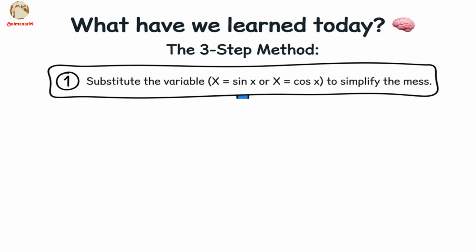Step 1. Introduce a variable to simplify. My dear students, the first trick from your old teacher is not to be intimidated by apparent complexity. We introduce a variable. We write capital X equals sine of lowercase x, or capital X equals cosine of lowercase x. By doing this, we transform a daunting trigonometric equation into a simple quadratic equation. It's like putting on new glasses to see more clearly.